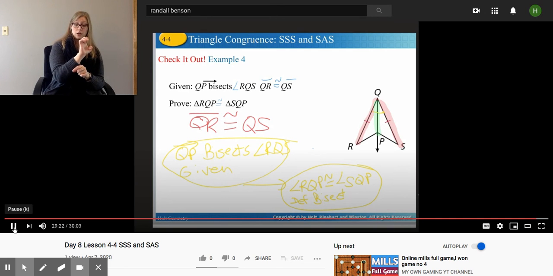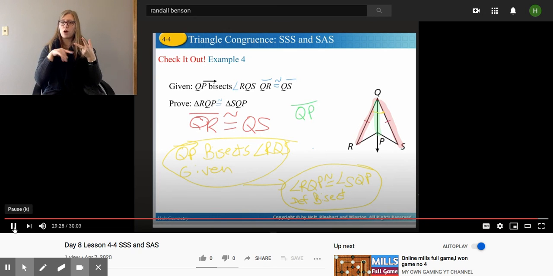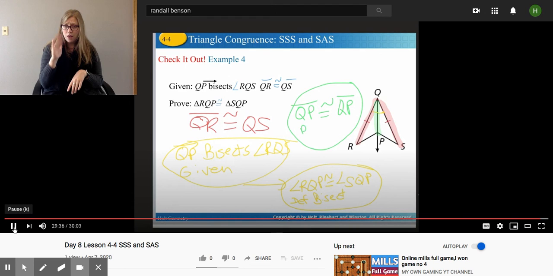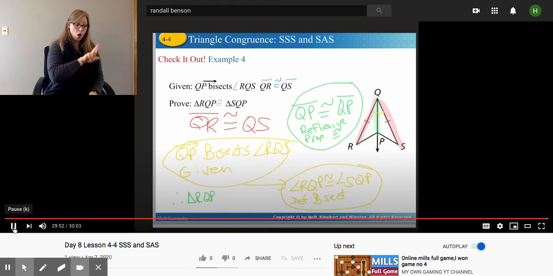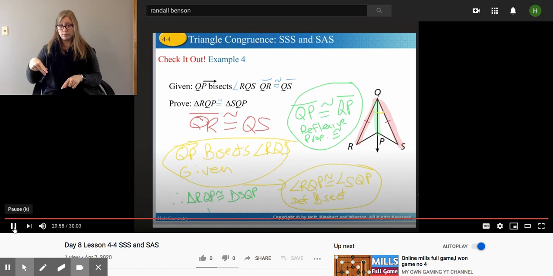The last bit we have to say is that this side QP in both triangles is congruent to itself. So QP is congruent to QP. And why is that? It's because of the reflexive property of congruence. So those are our three things. So our final conclusion is going to be therefore triangle RQP is congruent to triangle SQP by the side angle side postulate.